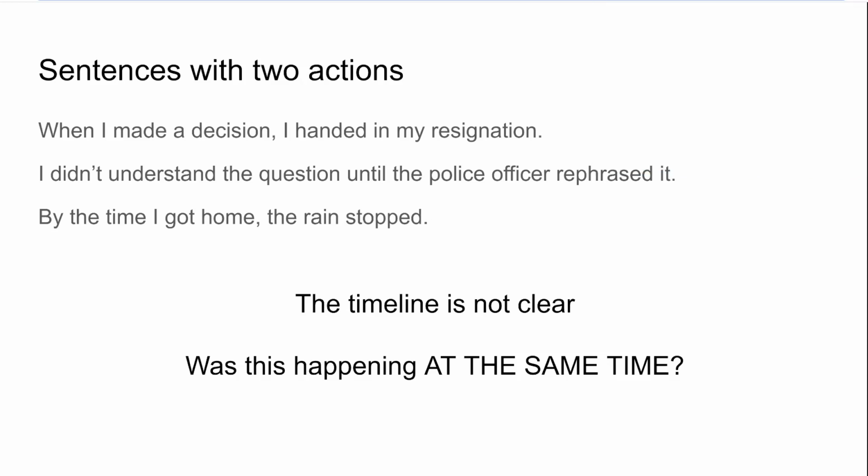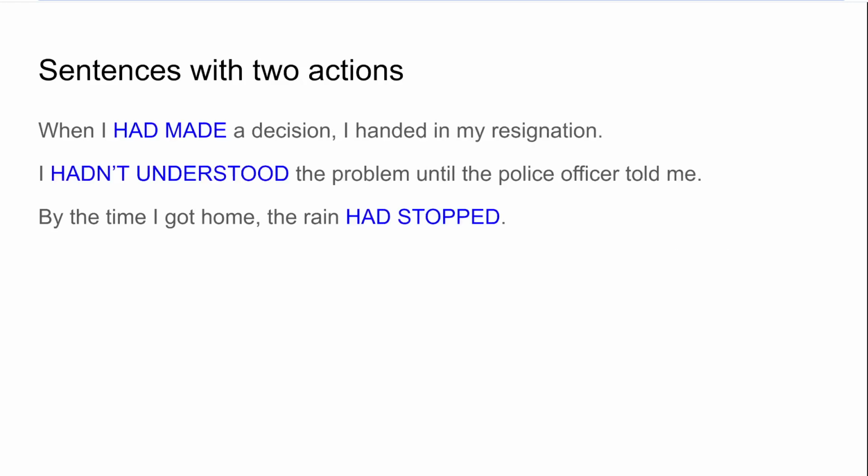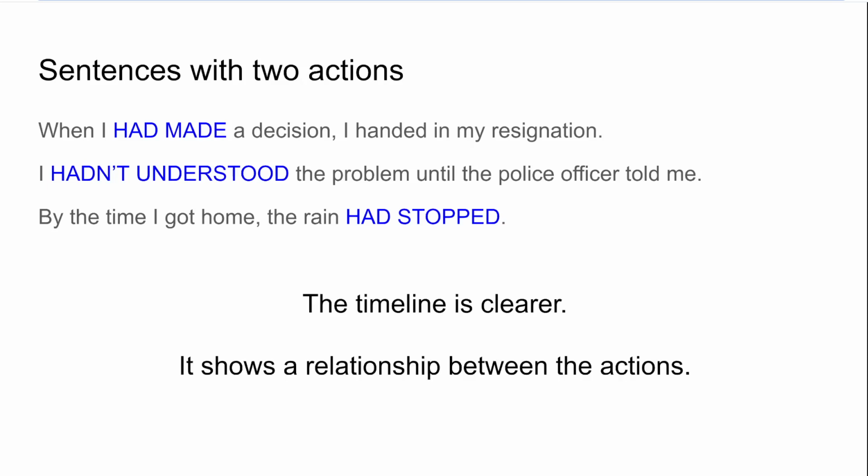So one way we can change this is to use some past perfect sentences. When I had made a decision, I handed in the resignation. I hadn't understood the problem until the officer told me. By the time I got home, the rain had stopped. So in this case, the timeline is much clearer. We know one happened first, and it shows a relationship between the actions.